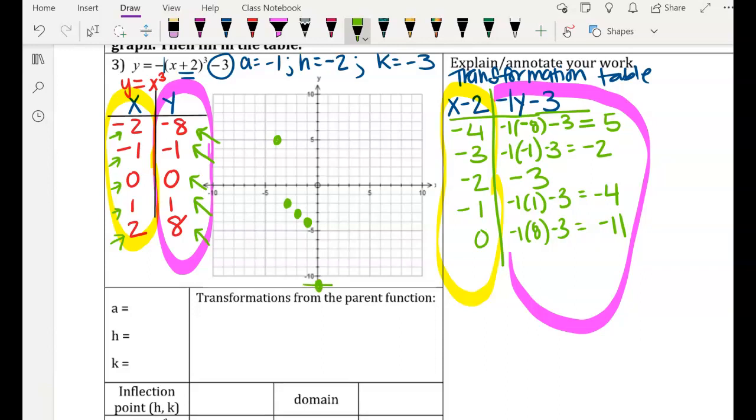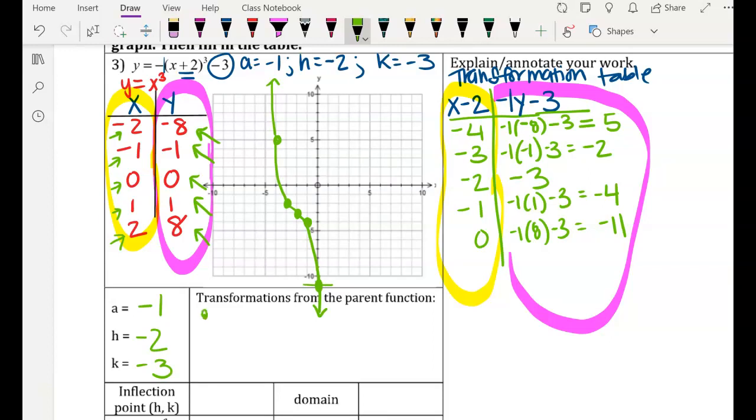And remember, it's not supposed to look like a U or a V, but it looks more like a snake, right? So snake, and it goes more like this. Okay. So A, H, and K are -1, -2, -3.